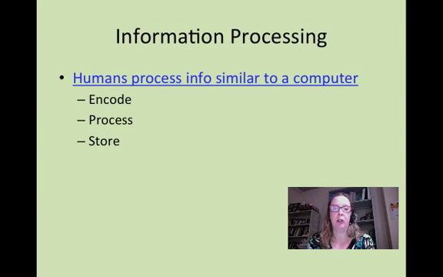So just like in a computer, first of all, information has to get into the computer or into your head. We have to encode it. So if you're typing a paper, you have to use a keyboard, or perhaps you're using a touch screen to get the information into the computer to begin with. Okay, so we have to do something to be able to encode the information into our brain. We have to hear it. We have to understand it.